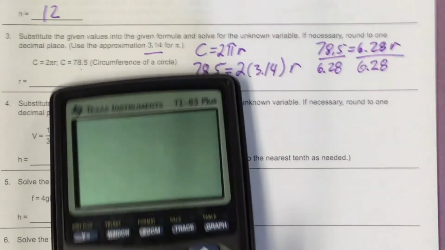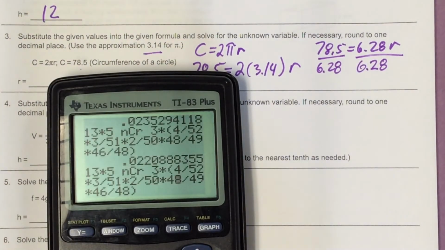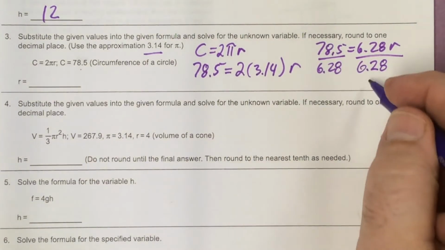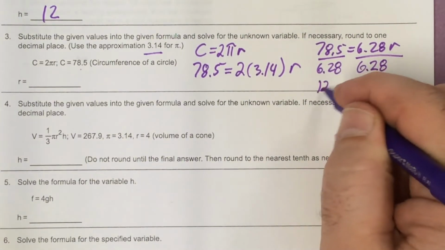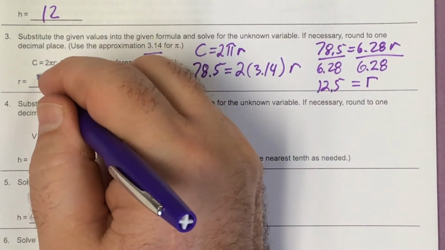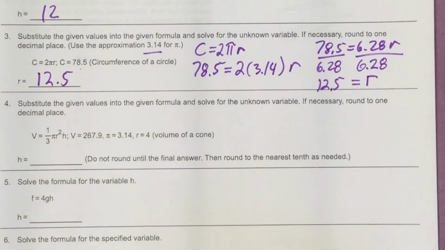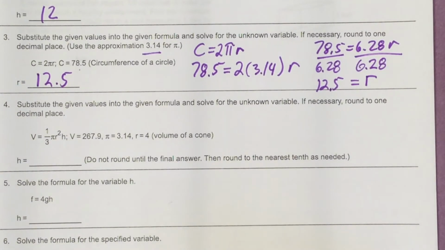And if I take my calculator here, 78.5 divided by 6.28. You notice that I get 12.5, which looks to be a pretty decent answer. So my radius is going to be 12.5. No rounding necessary for that problem. I hope people kind of understood that.